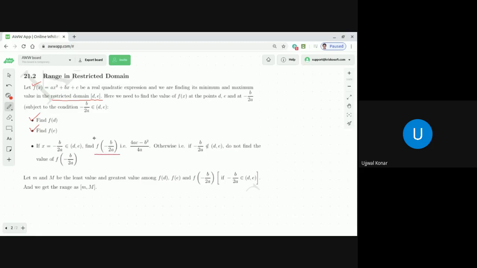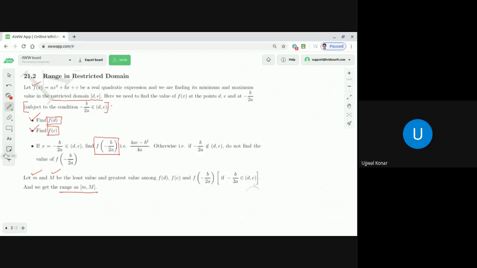Now we need to find the minimum and maximum among these three values. The minimum value we define as lowercase m, and the maximum value we define as uppercase M. The range we get is the closed interval from lowercase m to uppercase M. So there it has to be a third bracket. Correct. Fine, dear students.